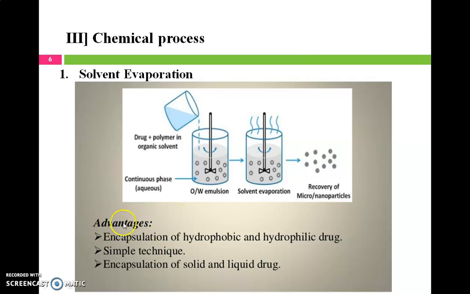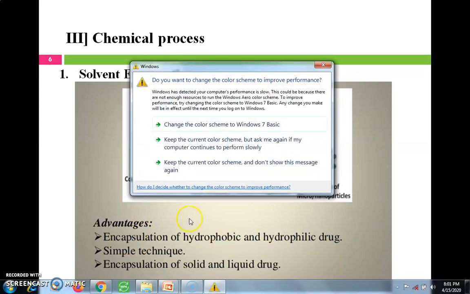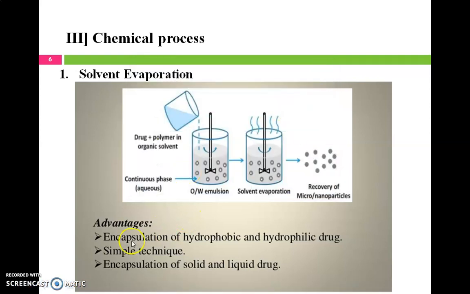Advantages of this technique: this encapsulation technique is used for both hydrophobic drugs as well as hydrophilic drugs. It is a very simple technique and the most commonly used technique for microencapsulation. In this technique, we can encapsulate solid core material as well as liquid core material.